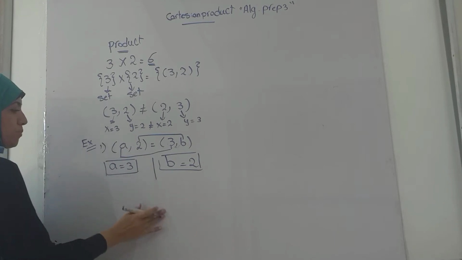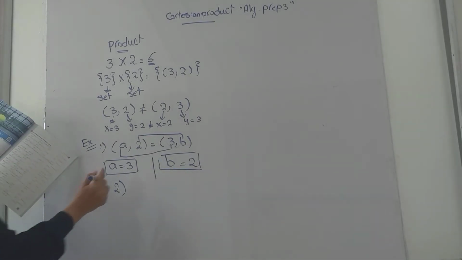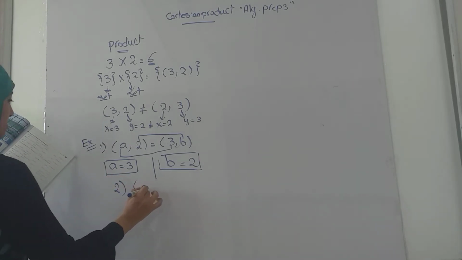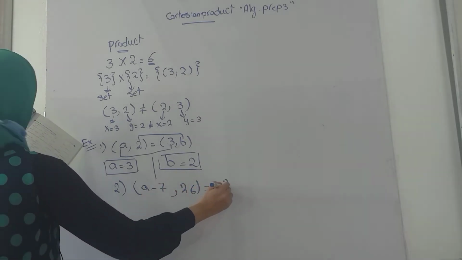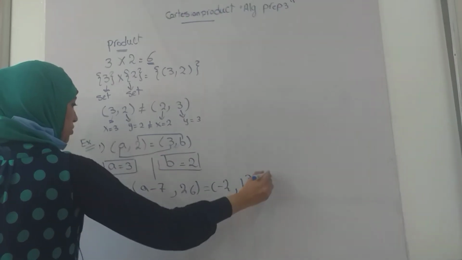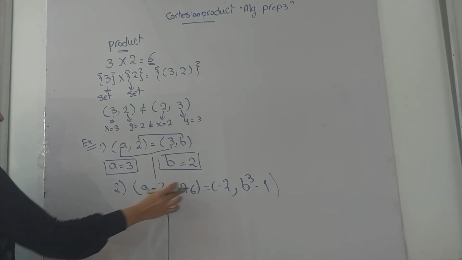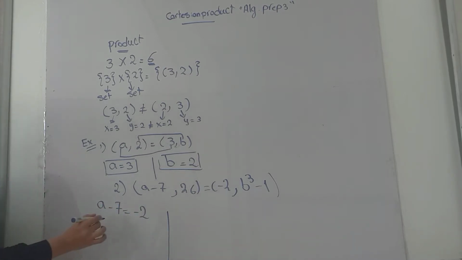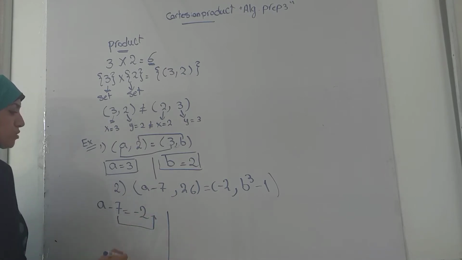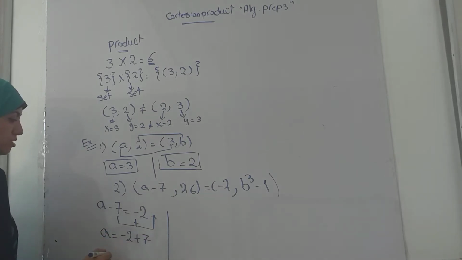Let's take more examples. Example number 2. If we have (A minus 7, 26) equals (negative 2, B power 3 minus 1). What shall we do? We write the first projection equals the first projection. So A minus 7 equals negative 2. Solve it as an equation. The negative 7 goes to the other side with the opposite sign. So A equals negative 2 plus 7. So A equals 5.